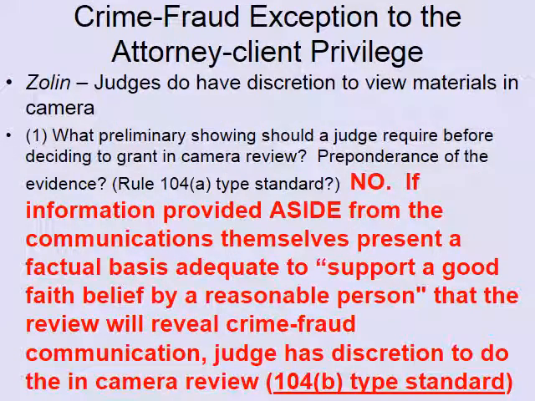And the answer to this first question is no, the preliminary proof doesn't have to convince the judge by a preponderance of the evidence. If the information provided, aside from those communications themselves, presents a factual basis adequate to, quote unquote, support a good faith belief by a reasonable person that review in camera will reveal a crime fraud communication, then a judge has discretion to go forward and do that in-camera review. So this initial threshold determination is made under a 104B type standard, right? Enough to support a good faith belief by a reasonable person.